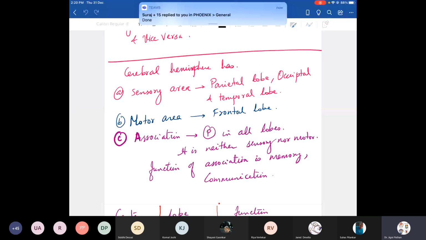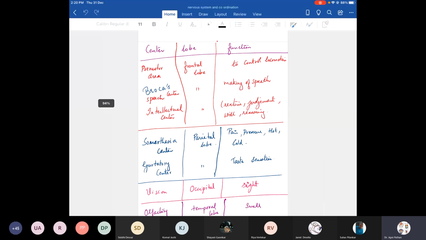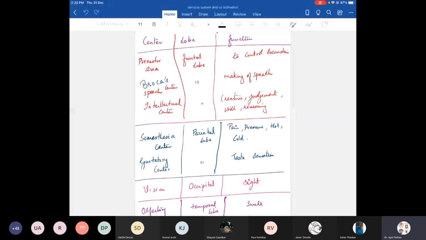Next, the centers, lobes and functions. The premotor area is concerned with locomotion. Broca is the speech, and intellectual is creative, judgment, will, reasoning. Somesthesia is pain, pressure, where you feel. Taste, I have told you, is sensation. Write this down. Vision is with sight.